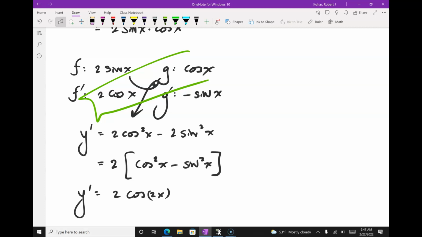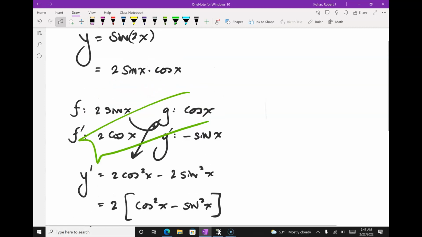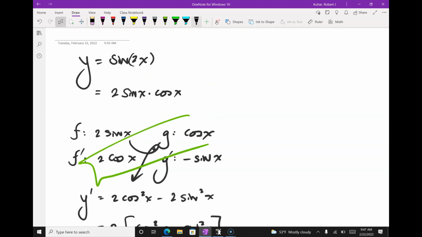Nice. Looking at my original function, I can clearly see the outside function, right? It's sine, yes? So I want to think of that in general. The outside function is sine of x. What's the derivative of that? Cos of x, right? And the inside function is 2x, and the derivative of that is 2.